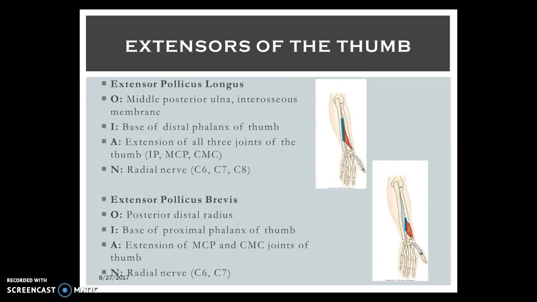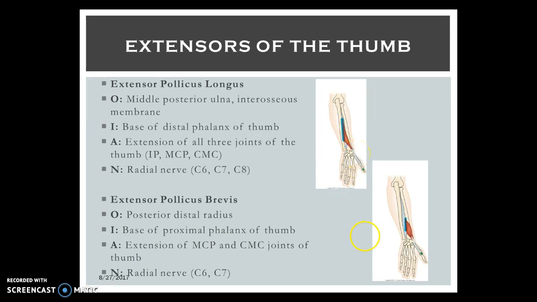The extensors of the thumb are extensor pollicis longus and extensor pollicis brevis. The longus originates on the middle posterior ulna and the interosseous membrane between the ulna and the radius. It inserts on the base of the distal phalanx of the thumb, so it extends all 3 joints: the IP, the MCP, and the CMC. This is innervated by the radial nerve.